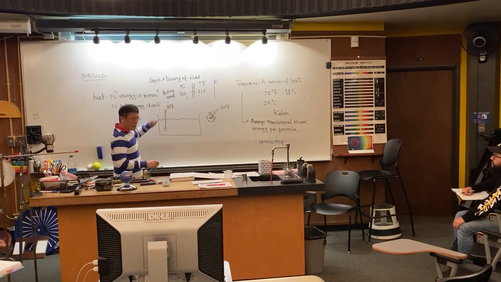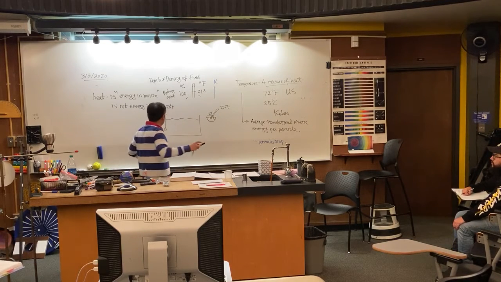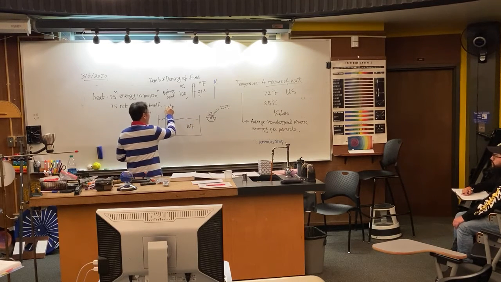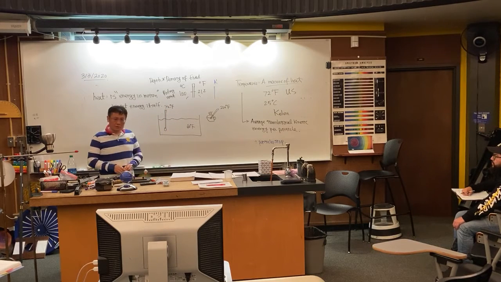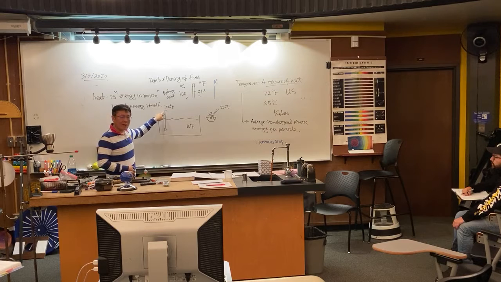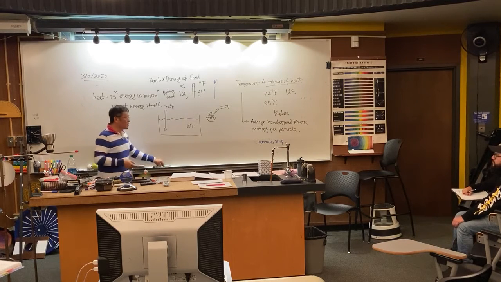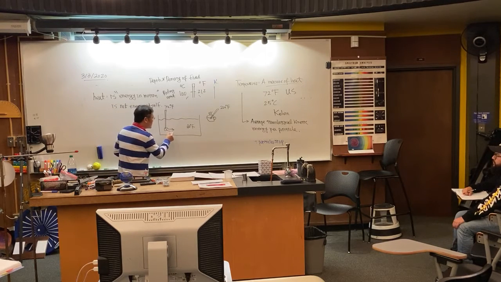Now, water normally will be colder than this. Let me just say this water is 60 degrees Fahrenheit, and my thermometer is starting from 72. I put the thermometer in here, what happens to this reading? It's going to drop, right? If it drops, that means the internal energy of the thermometer will decrease, right? And why would internal energy drop? Because energy flows to the water.